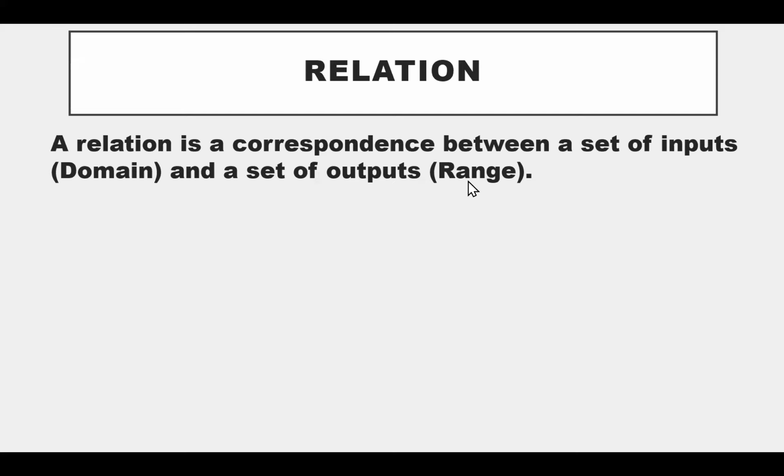The first thing we want to start with is the concept of a relation. In mathematics, a relation is a correspondence between a set of inputs, which we usually call the domain, and a set of outputs, which we call the range. So anytime I have inputs and outputs, I have a relation. So the relation connects inputs and outputs.